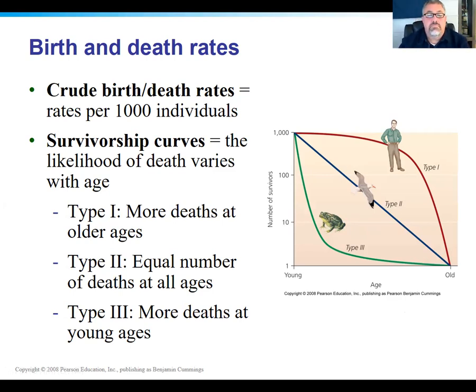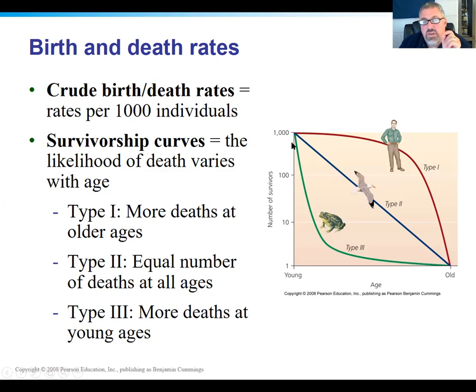Survivorship, when we talk about the different types of survivorship, what we're talking about is like with us, a type one, we have more deaths back in this older area. And so it kind of looks like this, right? Young all survive, everybody's good, everybody's good. Oh, we're starting to fail, we're getting old, see ya. Type two is this equal birth to death, it's very linear. And then type three, we have a high mortality right off the bat, and then everybody starts to hang on, we're okay, and then we die, right? So it's the three different types.